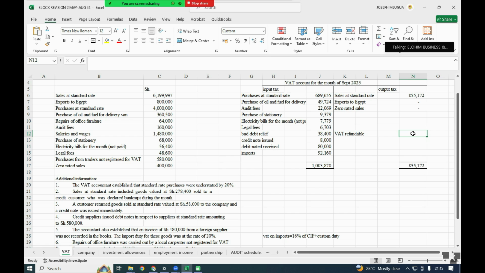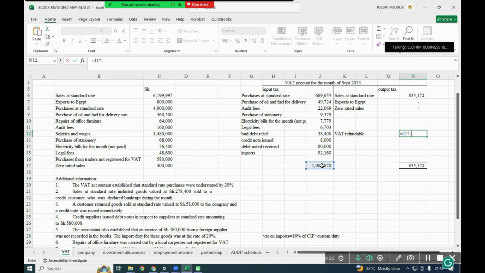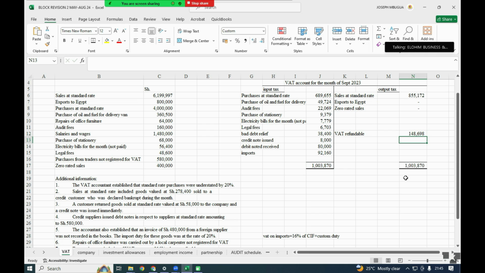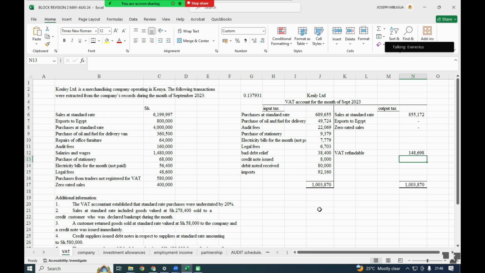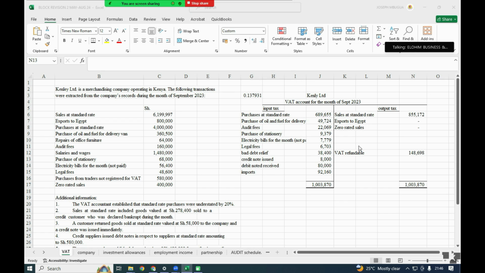Okay. So the VAT input is more than the output. The input is more than the output, so we shall take this and we minus 855,172, to get a VAT refundable of 148,698, and that is it for that VAT. Unless there is a question on the same, that's where we shall stop. We shall stop at that particular point.